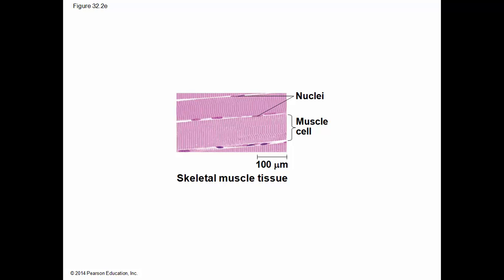Cardiac muscle is striated like skeletal muscle, and it forms the contractile wall of the heart. And the cardiac muscle is governed by the pacemaker.